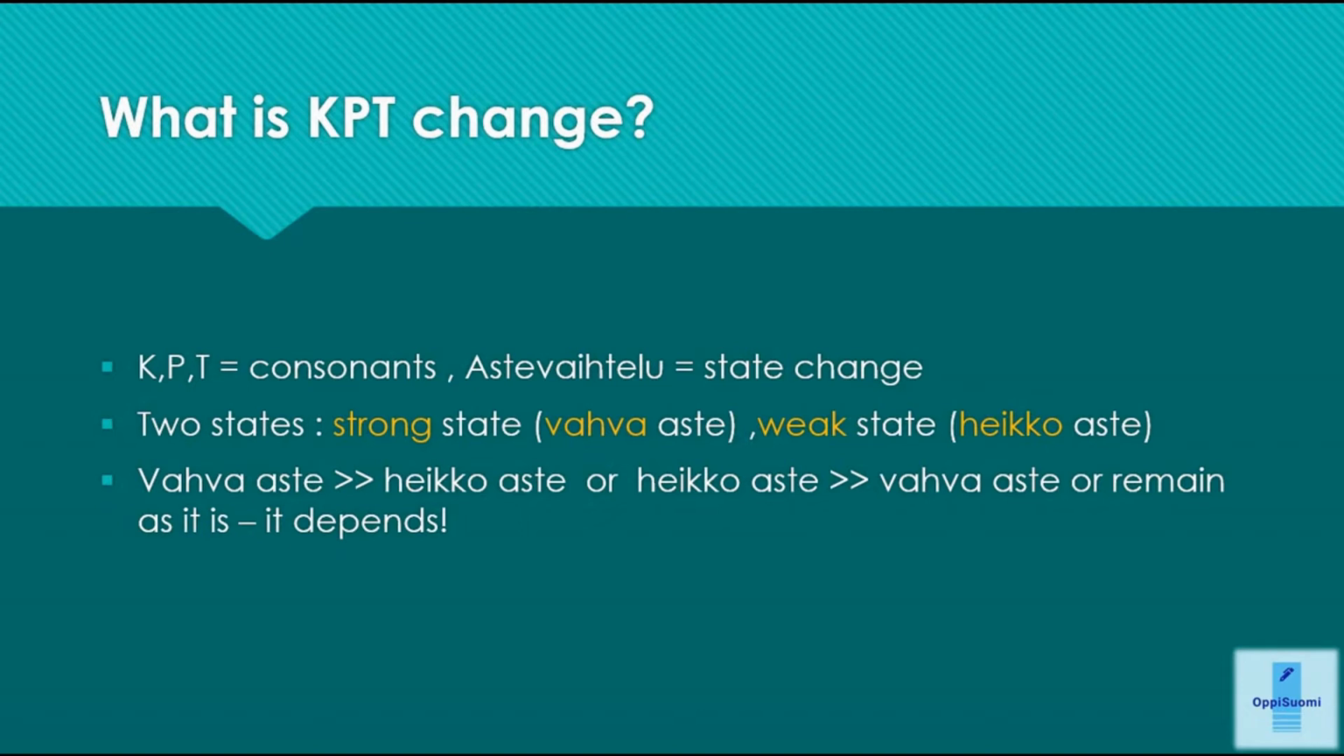Naturally, those KPT consonants are in a strong state or maybe a weak state. With grammatical diversion, that state can be changed. The decision whether it goes from vahva aste to heikko aste, that means strong state to weak state, or weak state to strong state, or remains as it is, will depend on special reasons. You will gradually understand those reasons in future lessons.